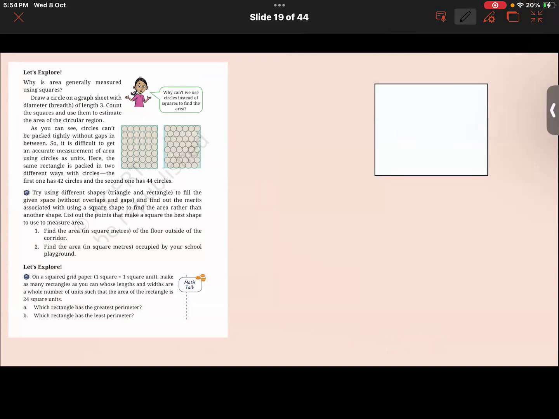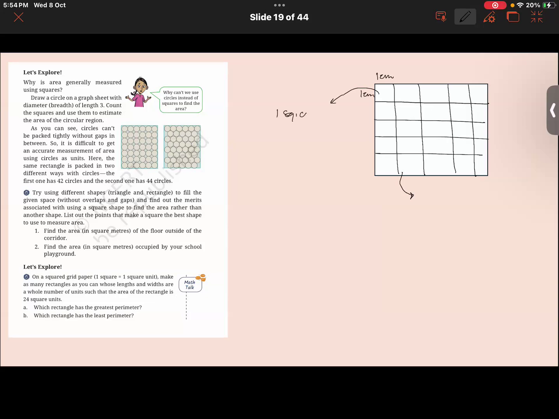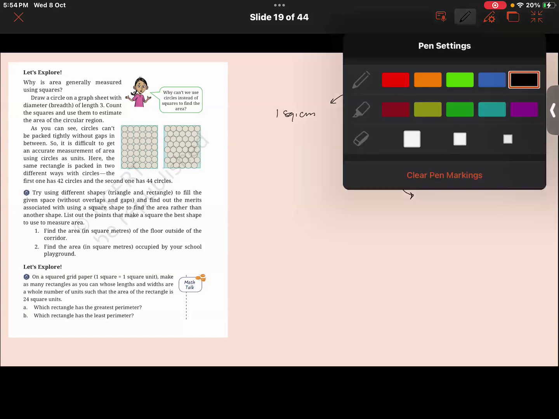Suppose for example this is a piece of paper, we can measure it using squares. We can divide this, let's say, into 10 or 20 or 100 squares, and we will count how many squares are there in it. For example, each square has a side of 1 centimeter by 1 centimeter. So the area of this individual square is going to be 1 square centimeter, right?